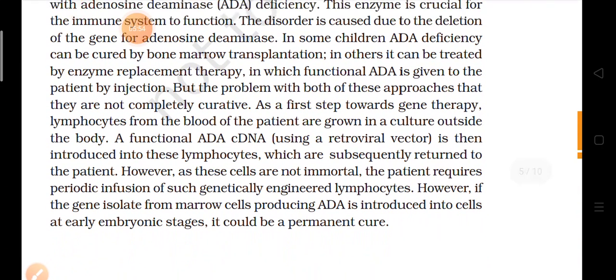So what is necessary? At first step, when we talk about the bone marrow transplantation, what is done? Lymphocytes from the blood of the patients are grown in a culture. Lymphocytes will be taken, WBCs, they will be grown in the laboratory condition. Then a functional ADA cDNA.